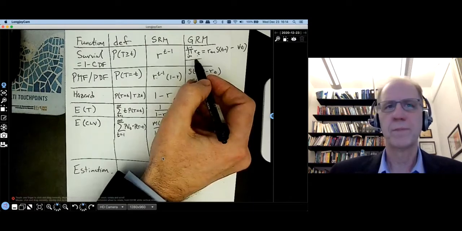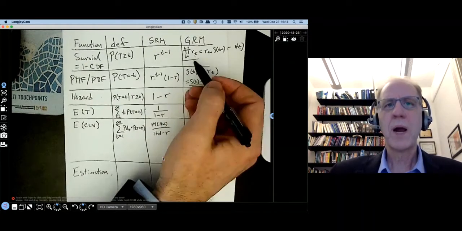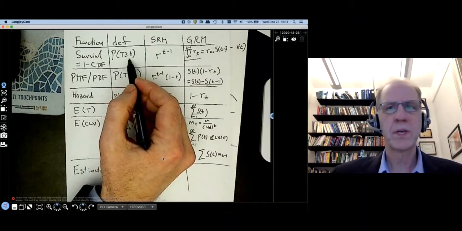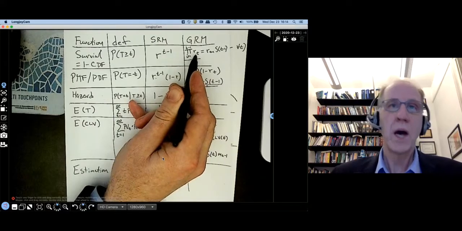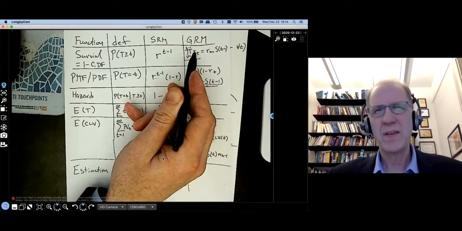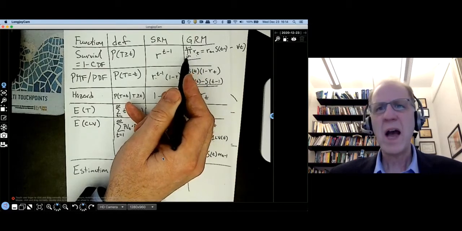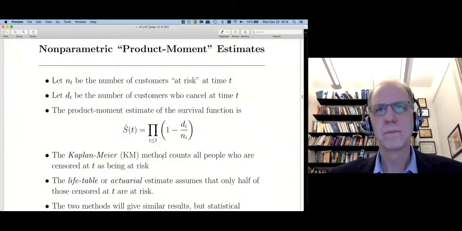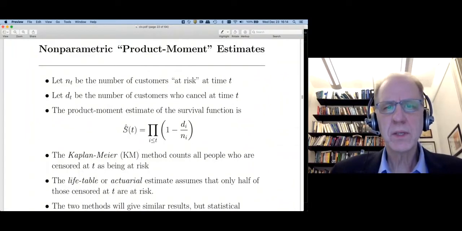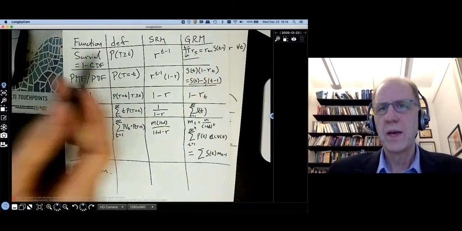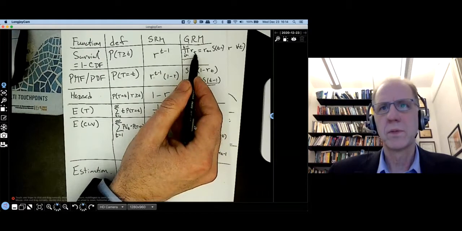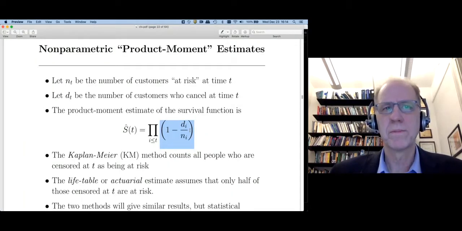Let's take a look at this particular expression. It says the probability that you survive up until time t is just the product of the retention rates up until that point in time. If I have actual data, how do I estimate this? Here's the answer. My estimate of the survival function is simply going to be the product of the retention rates. You can think of this thing as being like my R sub t's. So R sub t is this.